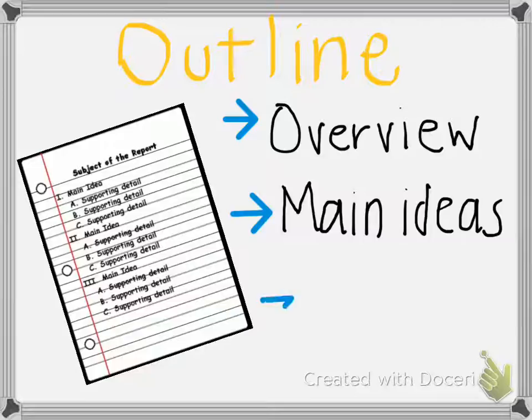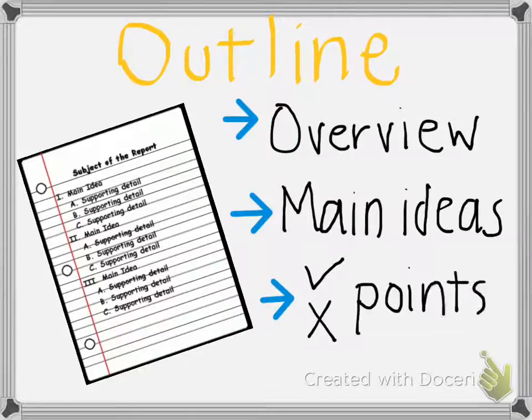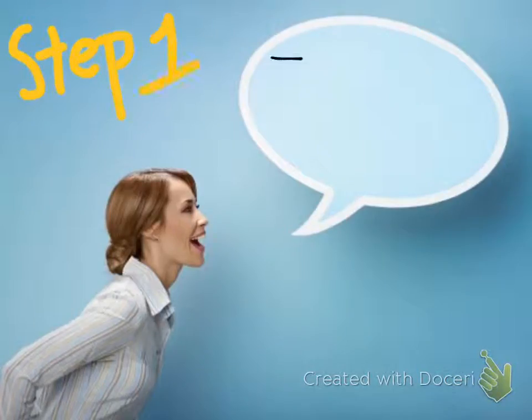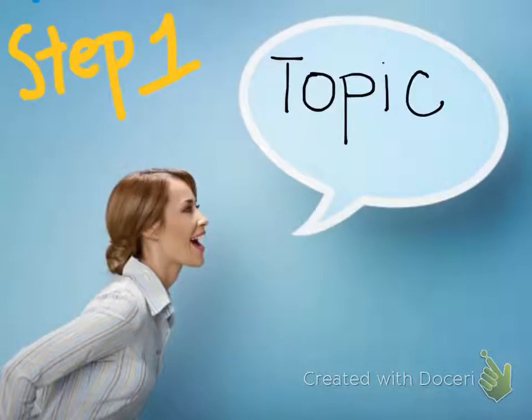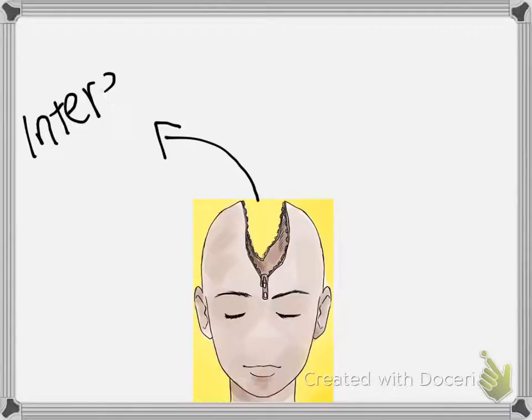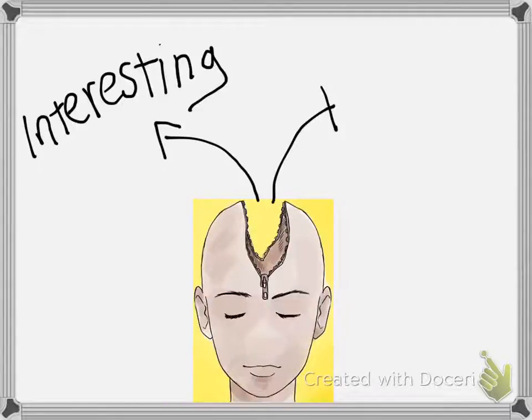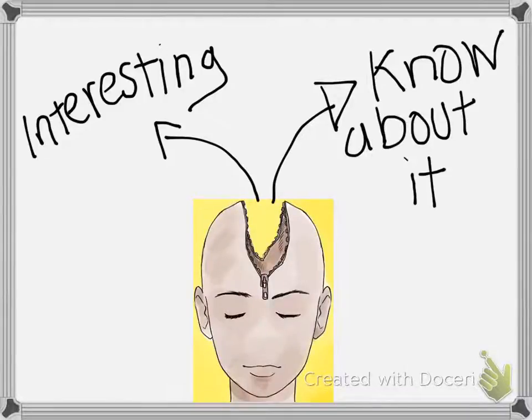This enables you to identify your strong and weak points before writing down thousands of words with nonsense. The first step is simple. You have to choose a topic. What would you like to speak about? Try to choose something that you find interesting, something you'd like to know more about.